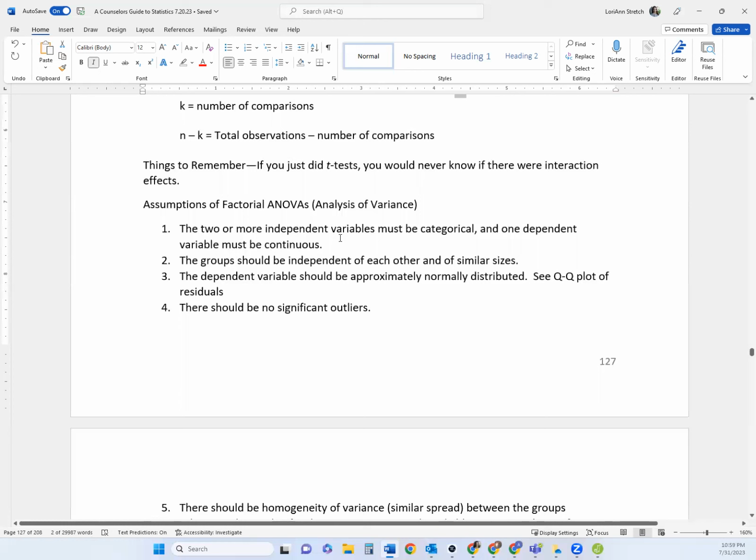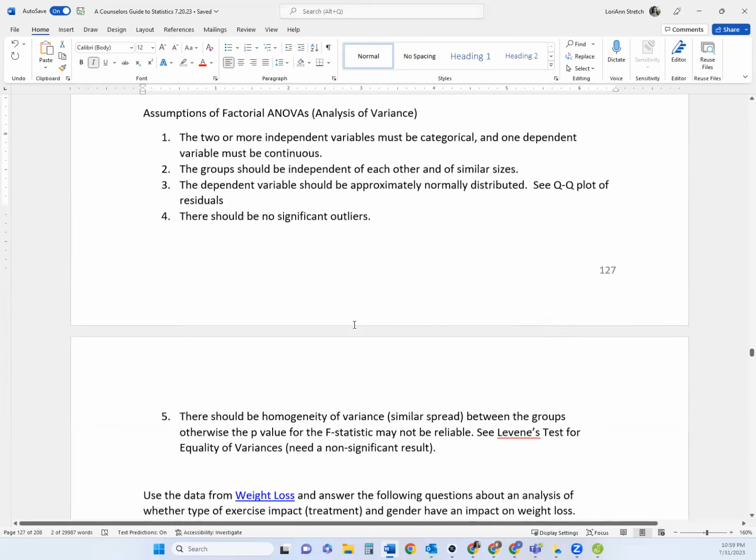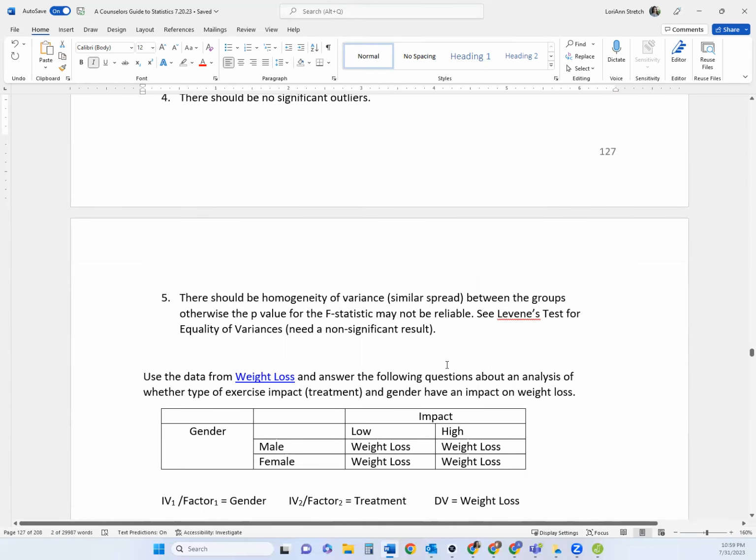Same assumptions as before. We just now have 2 or more independent variables that are categorical or nominal, 1 dependent variable that's continuous. Groups have to be independent of each other and ideally of similar sizes. Our dependent variables should be normally distributed, and we can use a QQ plot to see that. We also want to see no significant outliers. And we want homogeneity of variance, a similar spread between our groups, or our F statistic may not be reliable. So we're going to use our Levene's test of equality to test for that. We're hoping for a non-significant result there.